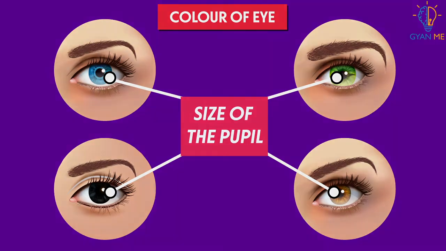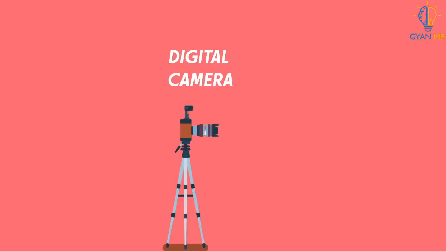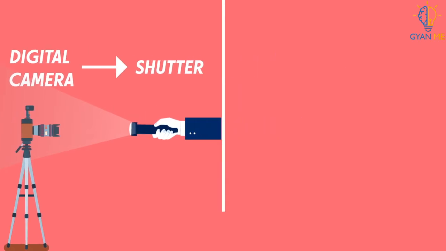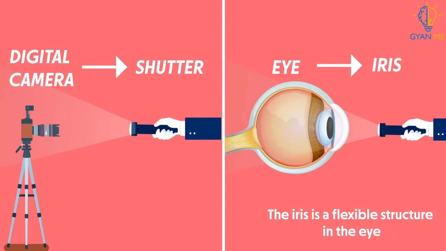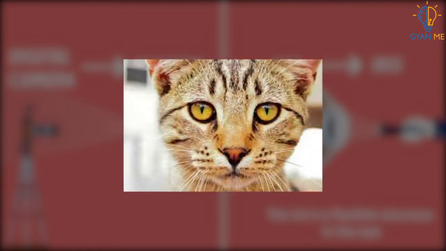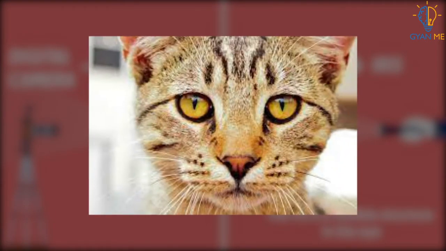Just as in a camera, the amount of light entering the camera can be controlled with the help of a shutter, the iris controls the amount of light entering the eye. Thus, the iris is a flexible structure in the eye. Again, this is true for animals as well.